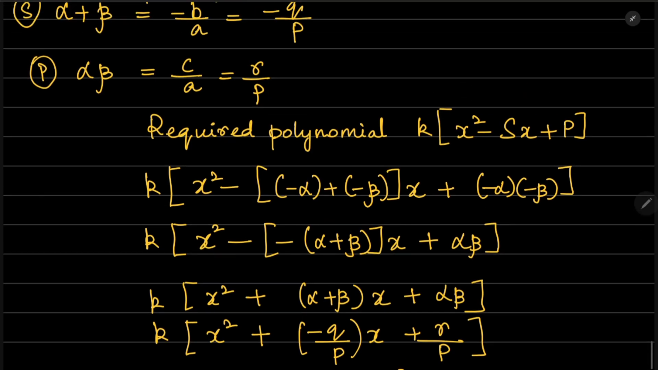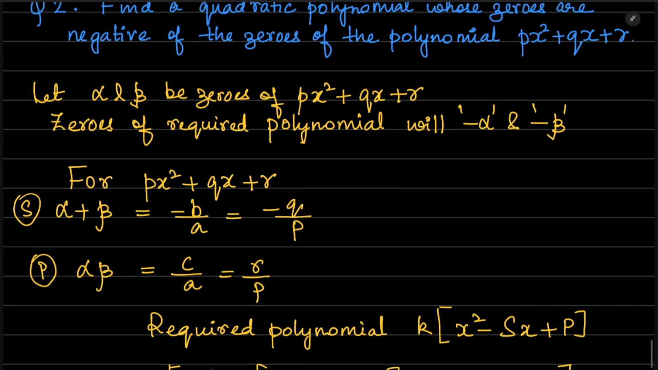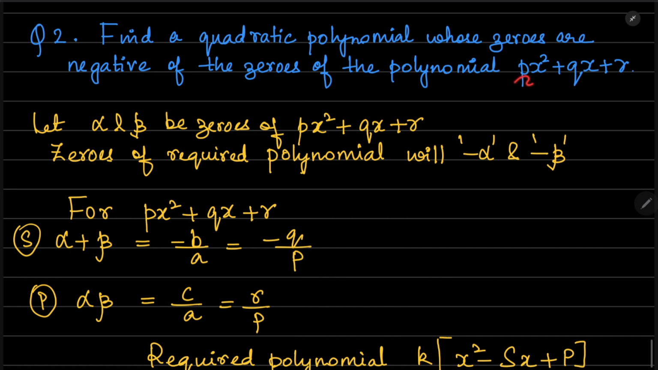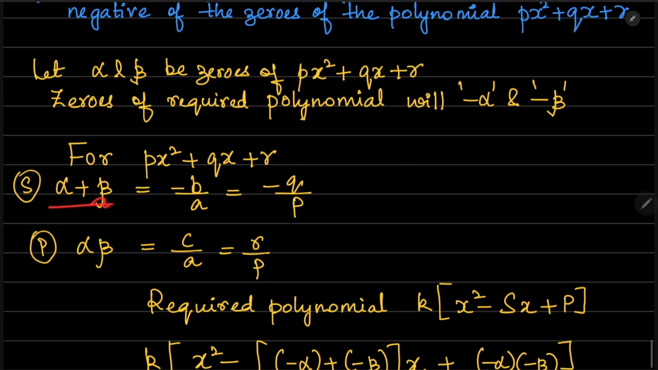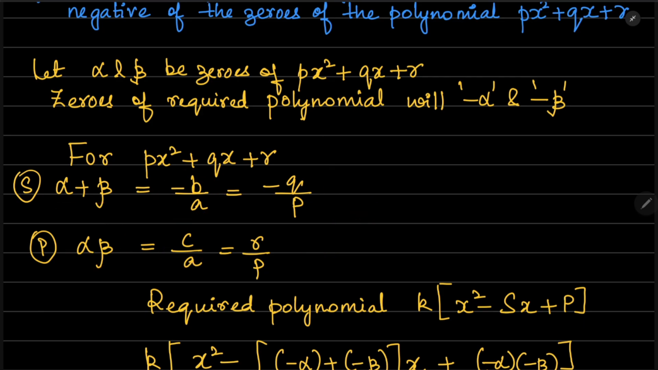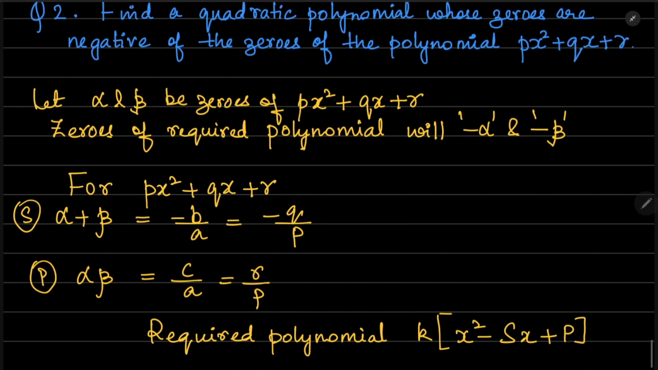So for the required polynomial, the zeros are negative of the zeros of the given polynomial. Is it clear? So the minute you are given a polynomial, quickly find out the sum and the product using this formula, that is alpha plus beta equal to minus b by a, alpha beta equal to c by a. This is for the given polynomial. Keep these values separate. Now, what is the question asking?